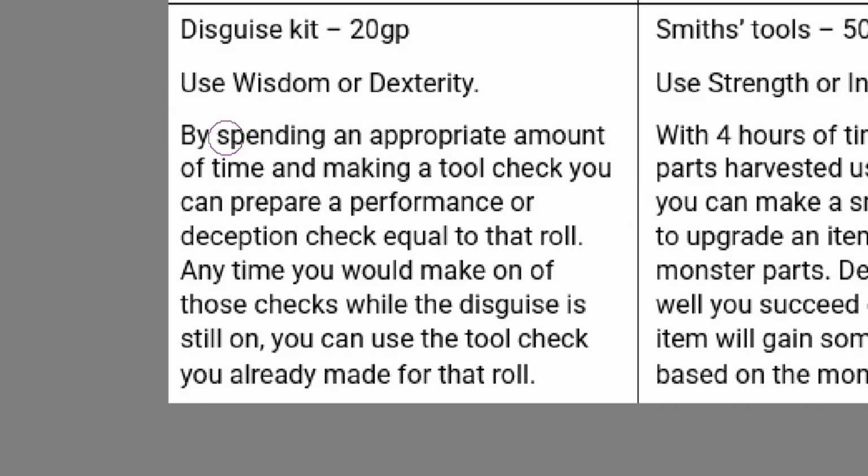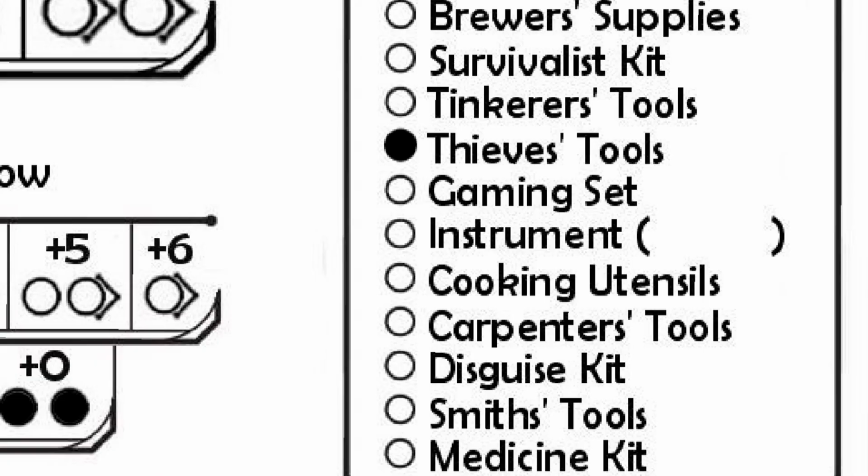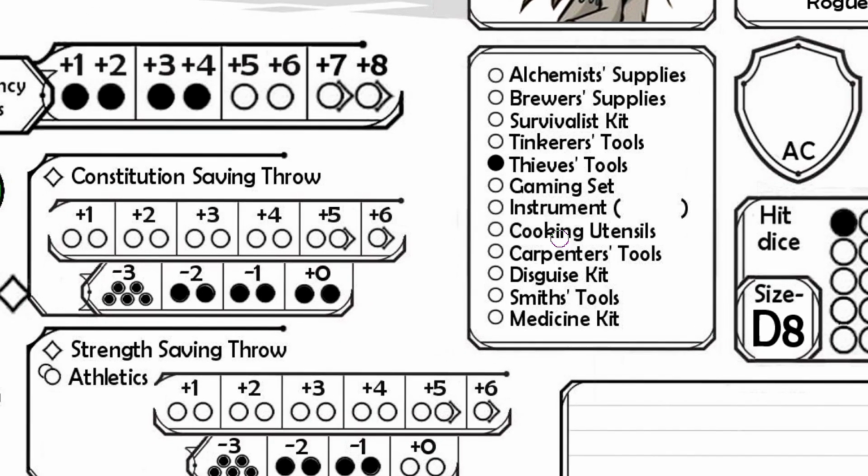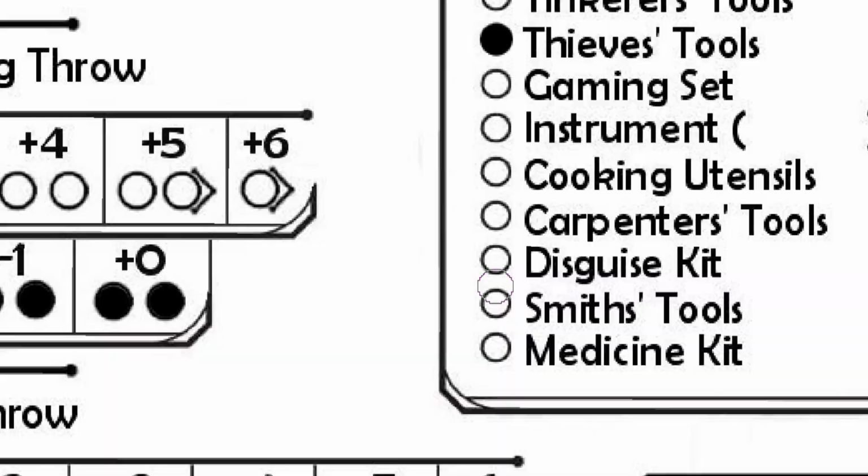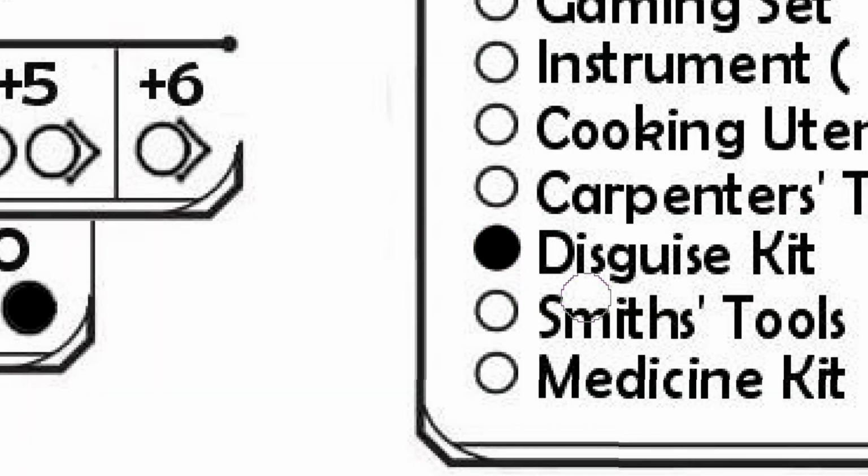This allows us to, by spending an appropriate amount of time and making a tool check, prepare a performance or deception check equal to the roll. Anytime you'd make one of those checks while the disguise is still on, you can use the tool check you already made for that roll. So this is a great way to basically allow us to use our dexterity for our charisma checks to sneak around or impress people. So I'm going to go ahead and mark proficiency with the Disguise Kit as well.